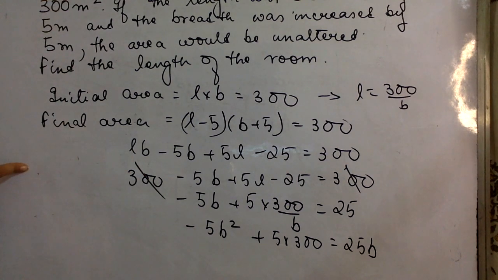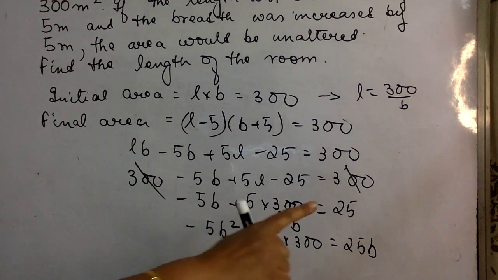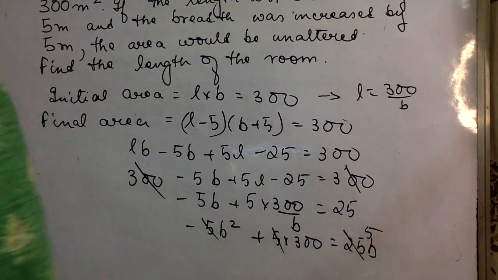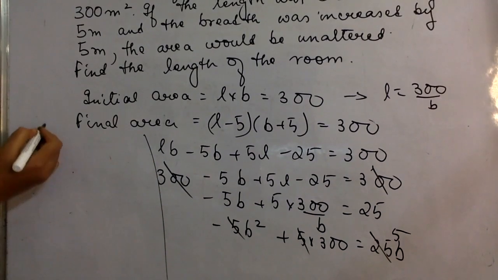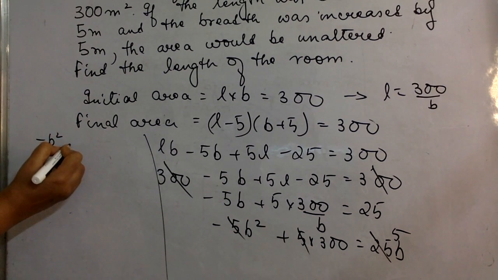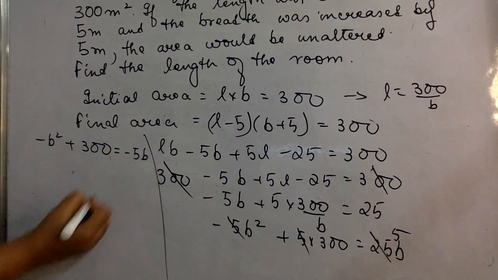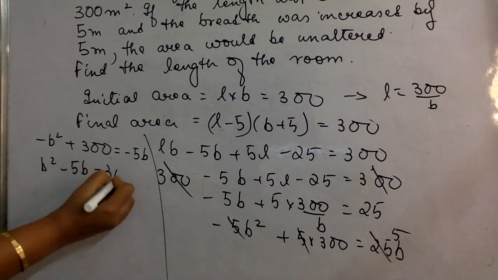Now let me continue with this sum. Here I can reduce it, I can divide by 5 for all of them. So this 5 goes. Okay, and so I get how much? That is 5B. So my new equation now becomes minus B square plus 300 is equal to minus 5B. Yeah. So I can make it like this, B square minus 5B minus 300 is equal to 0.